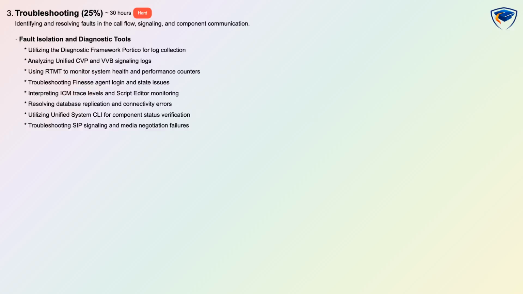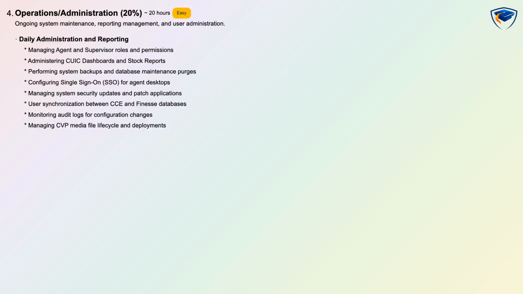across the call flow. Operations and administration comprises 20% of the exam, is easier relative to other domains, and recommends about 20 hours of study with conceptual and scenario-based assessment tasks. You will learn daily administration tasks such as managing agent and supervisor roles and permissions, administering CUIC dashboards and stock reports, and performing system backups and database maintenance purges.